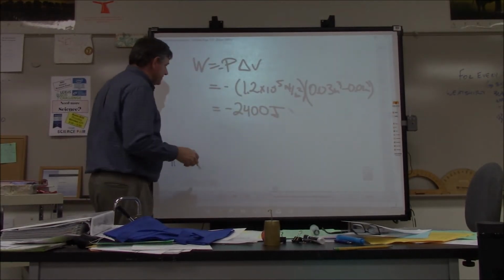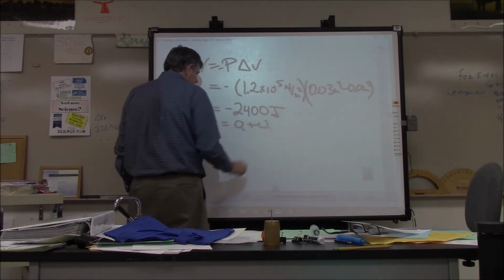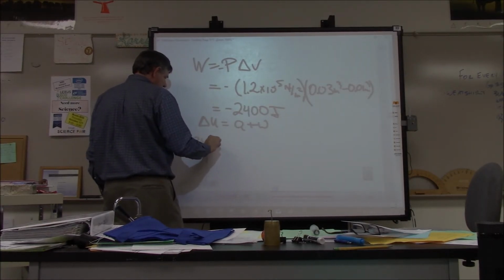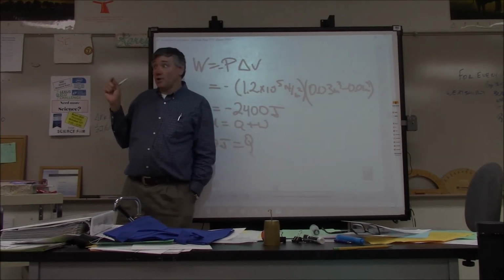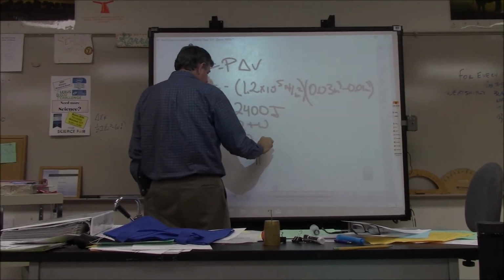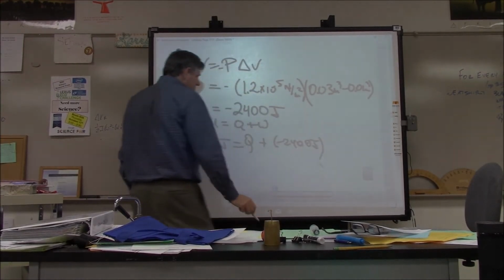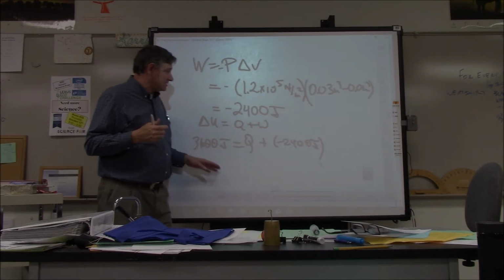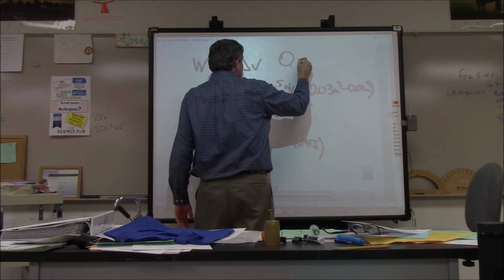So at this point, here's what we've got. We know delta U equals Q plus W. We calculated delta U, and that was 3,600 joules? Yes. Now, I don't know Q, because I don't have a Q probe. I can't directly measure Q. But I know my work value, which is negative 2,400 joules. So, can I figure out what Q is? Yes. Because I'm going to add this over, and what are you going to get? Q is going to equal what? 6,000.